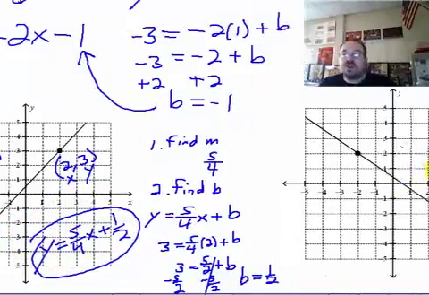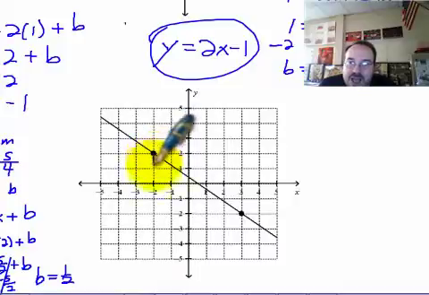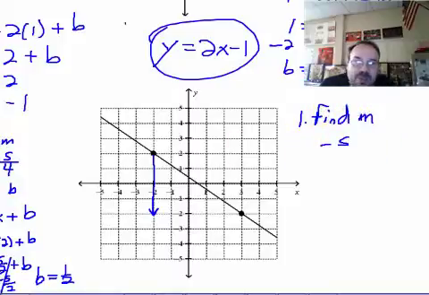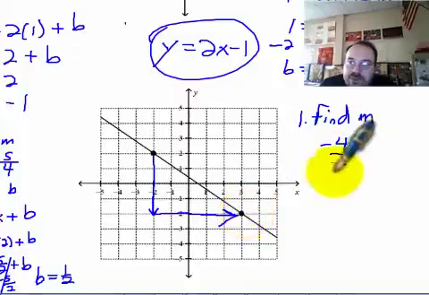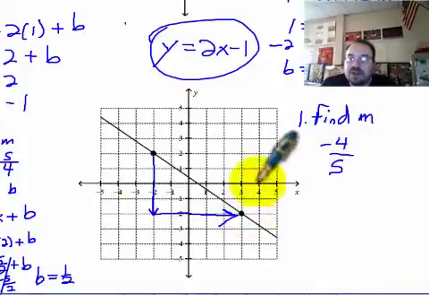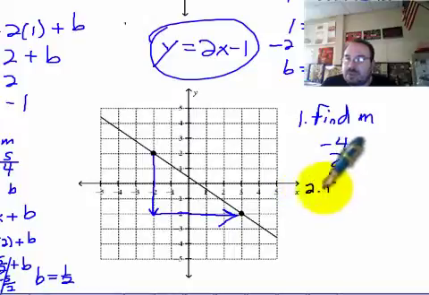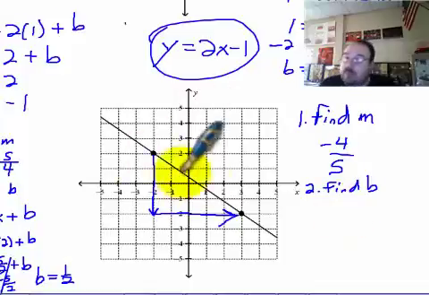Okay, so let's do this next problem. My rise is a negative. It's -4. So when I have to find m, my rise is -4. My run is 1, 2, 3, 4, 5. Again, I can't really tell where this crosses, so I'm going to have to find B by plugging things in, just in case. Maybe it's 1/2, but maybe it's not.